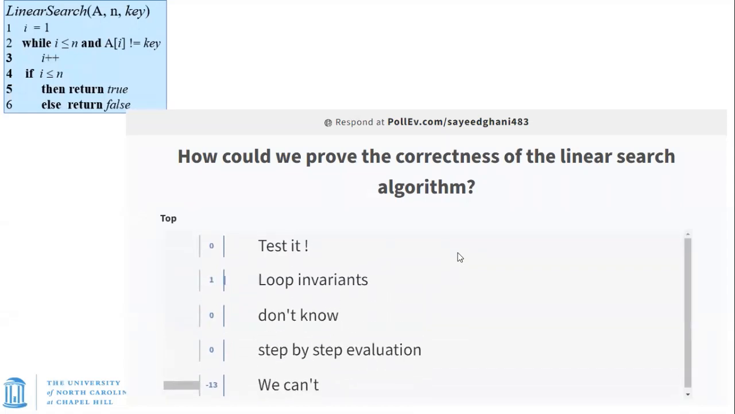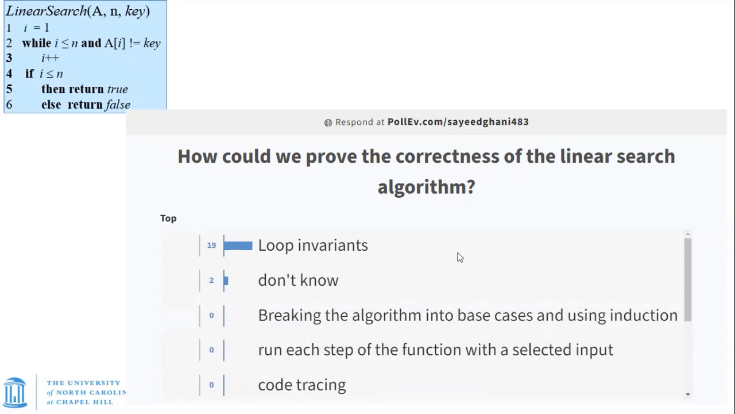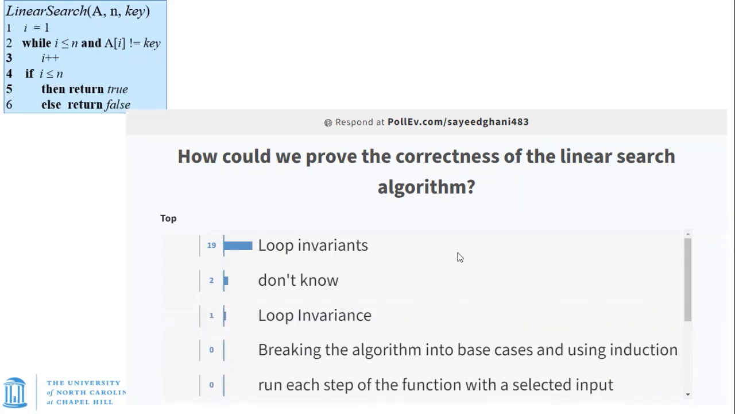Has anybody come across loop invariants in any of the other courses so far? Loop invariants? Yes. Which course was that? Okay, 283. Very good. What about the rest of you? I'm sure the rest of you have also taken 283. Who else has taken 283? You didn't raise your hands when I asked that question. Only Kyle was awake in the class. All right. Okay.